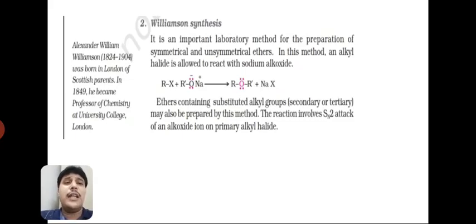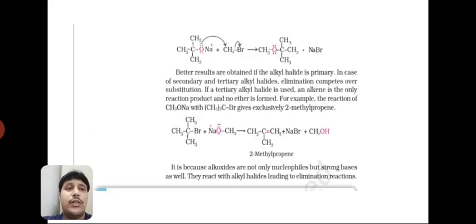So it is an important laboratory method for the preparation of symmetrical and unsymmetrical ethers. In this method, an alkyl halide is allowed to react with sodium alkoxide, and it gives ether. Now ethers containing substituted alkyl groups, secondary or tertiary, may also be prepared by this method. The reaction involves SN2 attack of an alkoxide ion on a primary alkyl halide. So here SN2 attack occurs.